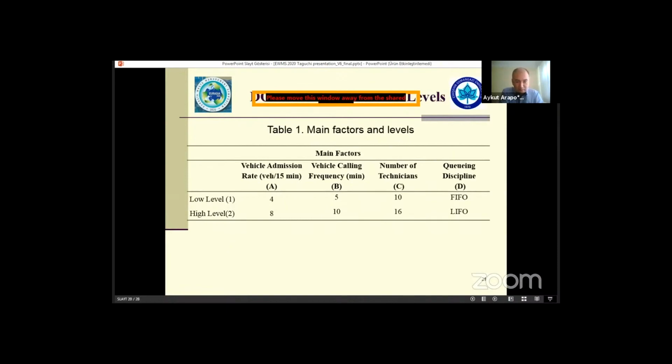These are the levels that we used. For the vehicle admission rate, the low level is 4 vehicles admitted per 15 minutes, and the high level is 8. Vehicle calling frequency is every 5 minutes at the low level, and every 10 minutes at the high level. The number of technicians has 2 levels, and queuing discipline has 2 levels. If you perform the analysis using every combination, you need 2 times 2 times 2 times 2, so 16 separate experiments are needed.